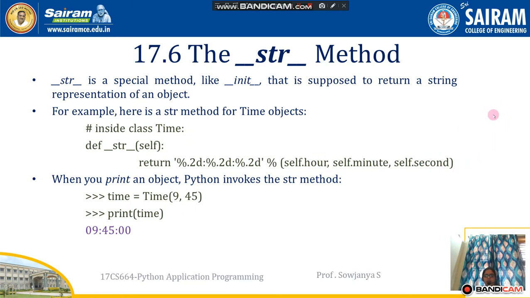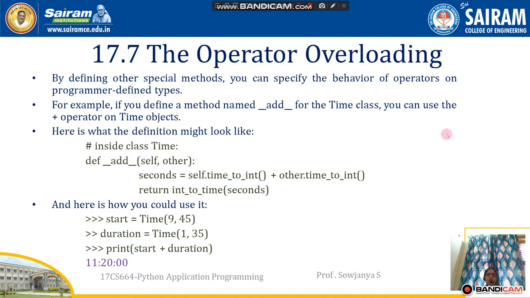The next topic is operator overloading. What is the meaning of it? When you define other special methods, you can specify the behavior of operators on programmer-defined types. You specify the behavior of operators on user-defined types. For example, if you define a method named __add__, that is a user-defined method for the Time class, you can use the plus operator on Time objects.